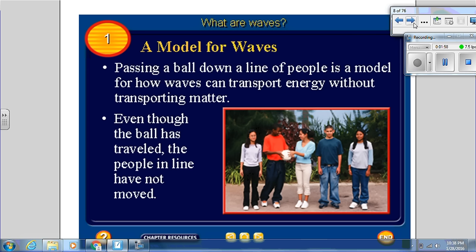A model for waves here, when you're thinking about a wave traveling through matter and carrying energy but not actually moving the matter, think about people passing a ball down a line. The people could represent the matter, and then the ball would represent the wave. So the ball is going from person to person in the line, but those people are staying in their exact location. They're not moving location. However, the ball is continuing to move down the line of people. That will represent the wave. So waves will travel through matter, but they're not carrying matter with them. They carry energy, but they don't carry matter.